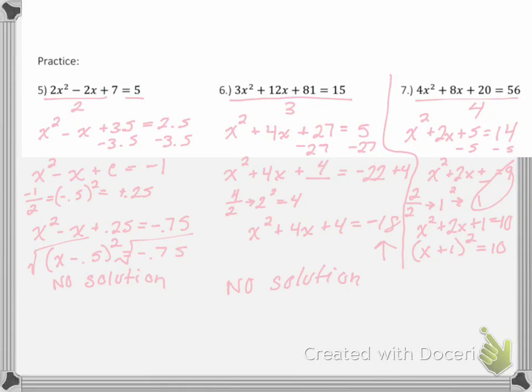Because I want to say what are factors of 1 that add to 2, and that's going to be 1. And then I'll go ahead and square root both sides. So I get x plus 1 is equal to positive or negative root 10. I cannot simplify that. And then I'll just subtract 1 from both sides, and I get x is equal to positive or negative the square root of 10 minus 1.